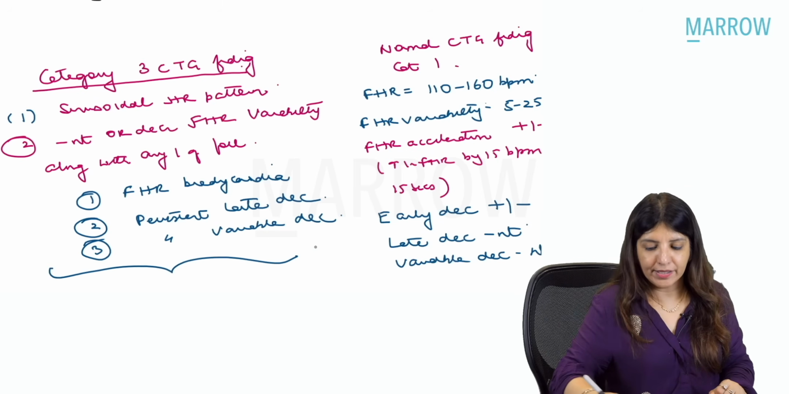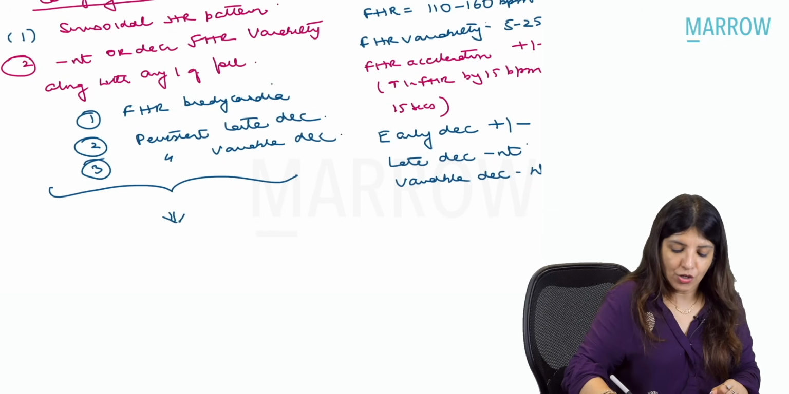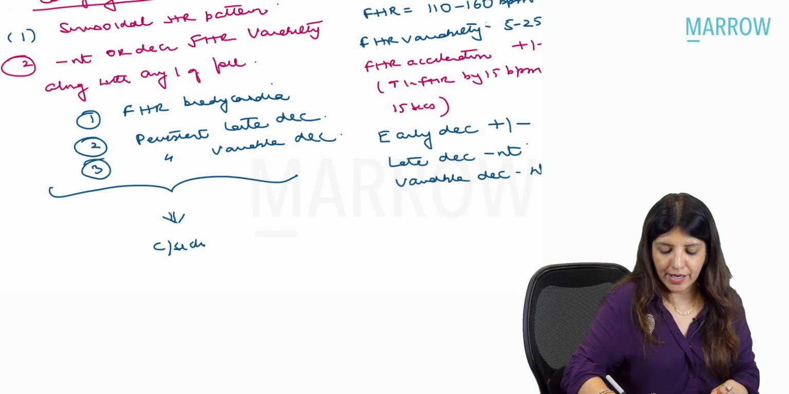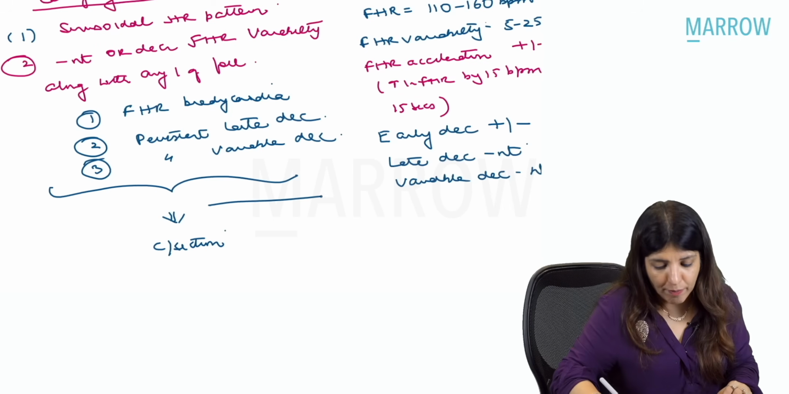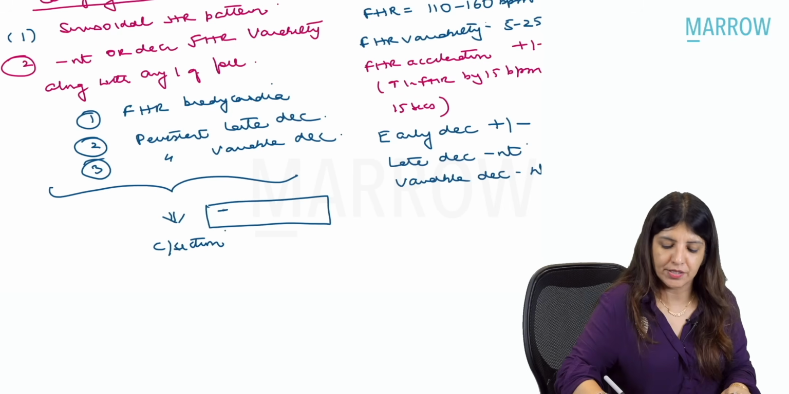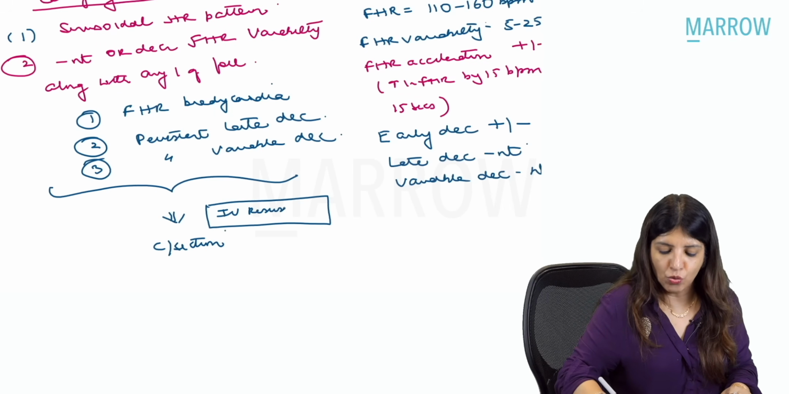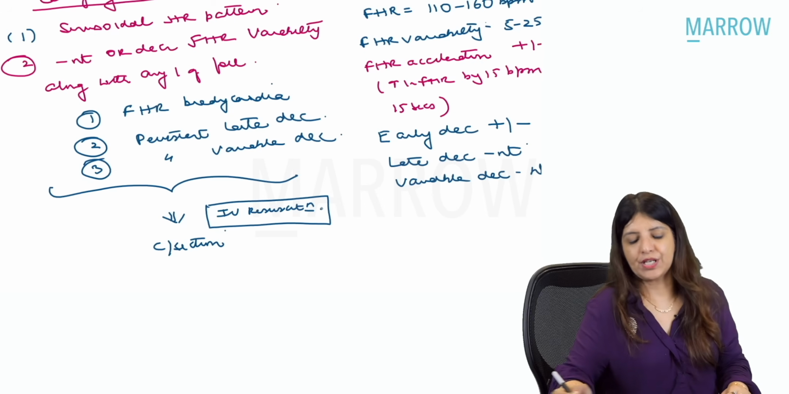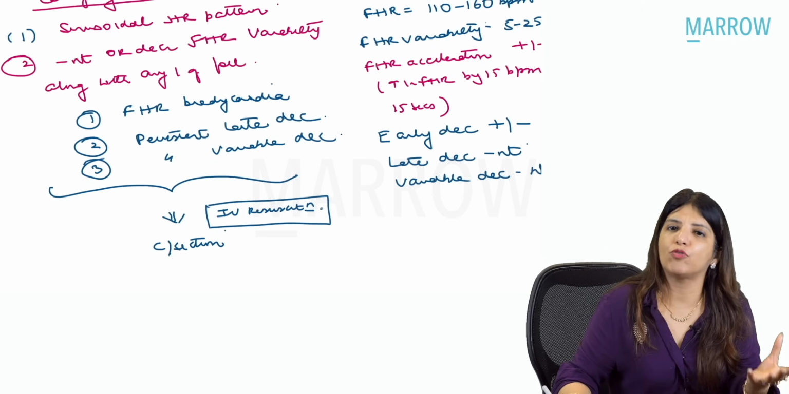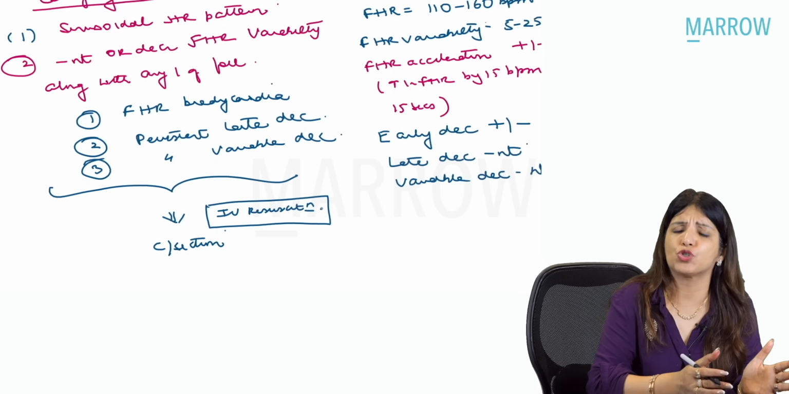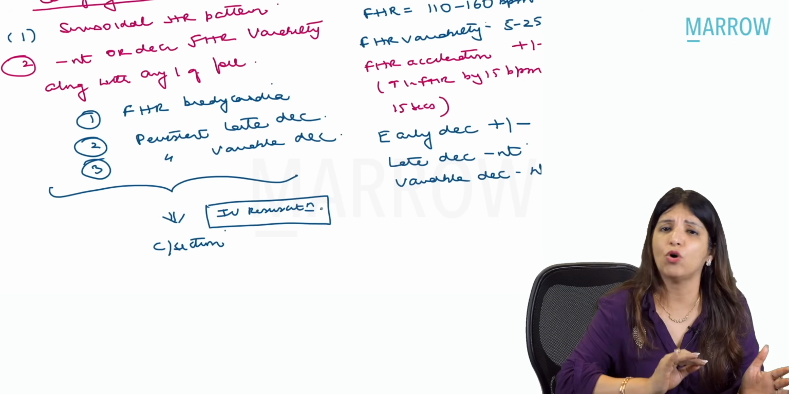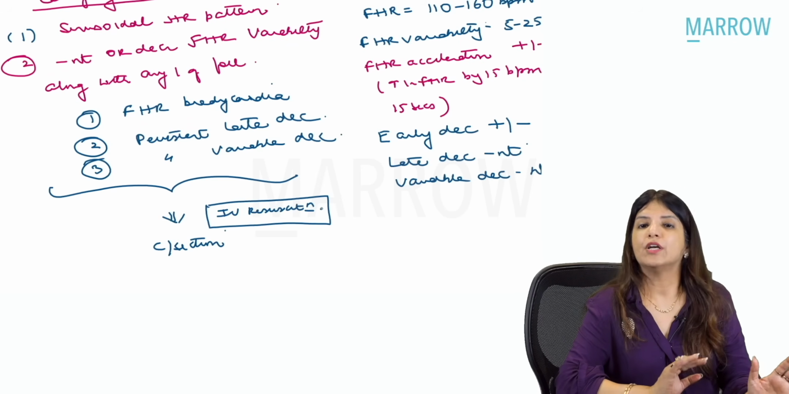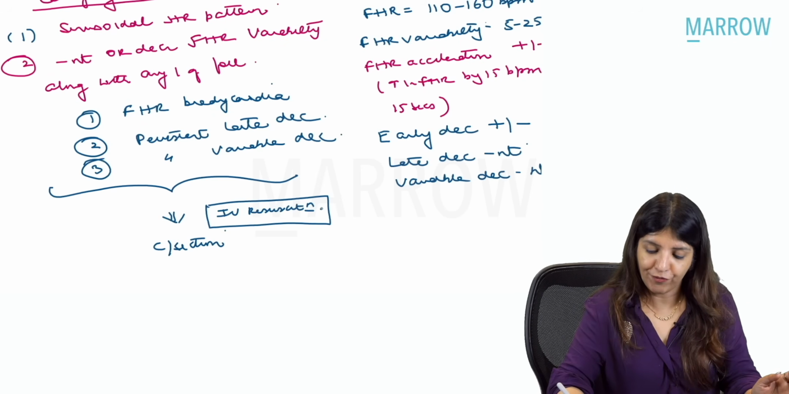Whenever you get category 3 CTG findings, you have to go for cesarean section, and while you are preparing your patient for cesarean section, you have to do intrauterine resuscitation. That means you have to give oxygen by mask, change the position to left lateral position, and stop giving any oxytocin. Have you understood? So that is category 3 CTG findings.